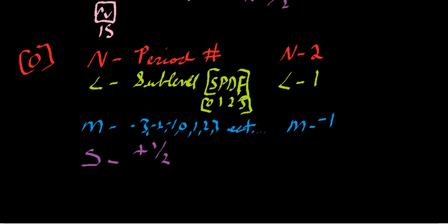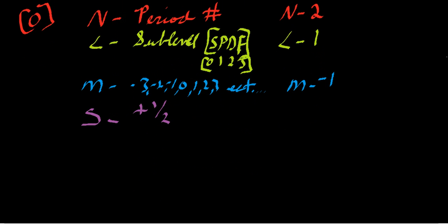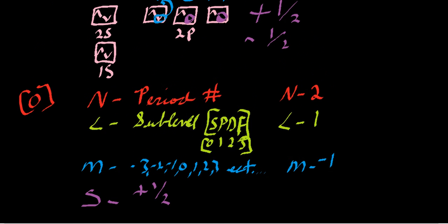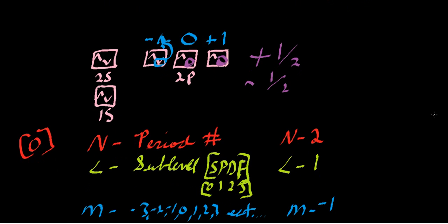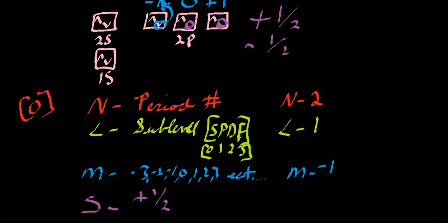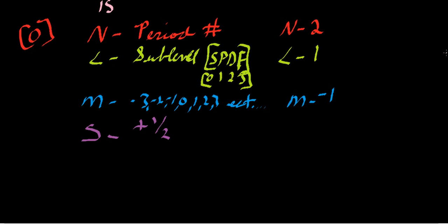So this is how you determine quantum numbers. It's very important for chemistry to determine electrons in an element. But this is how you do it.